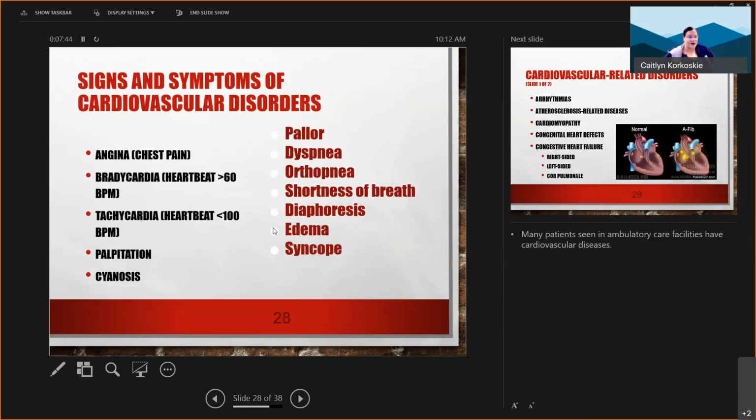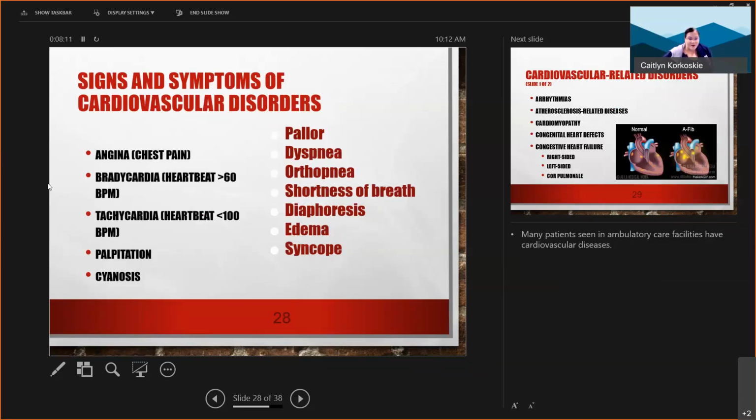All right, so some different cardiovascular disorders here. So angina is basically just chest pain. Sometimes that can just be acute, meaning they're not having a heart attack or anything. Chest pain could be due to a multitude of reasons, but chest pain in general is referred to as angina.